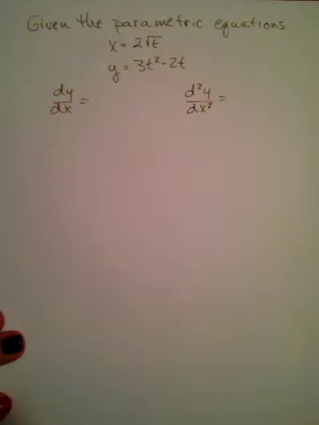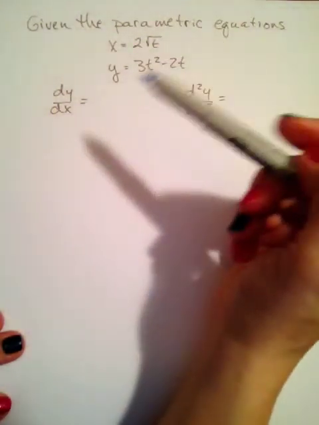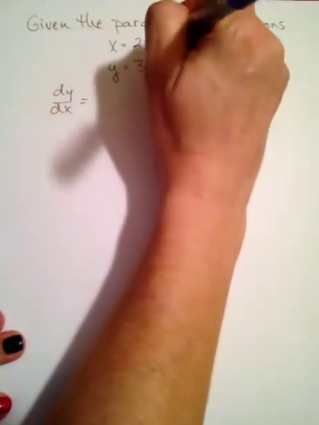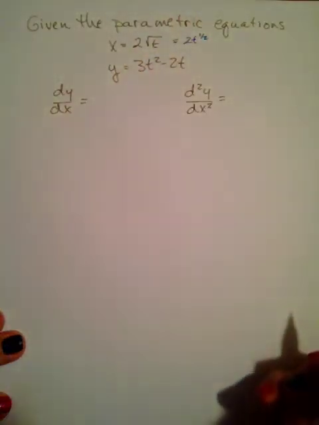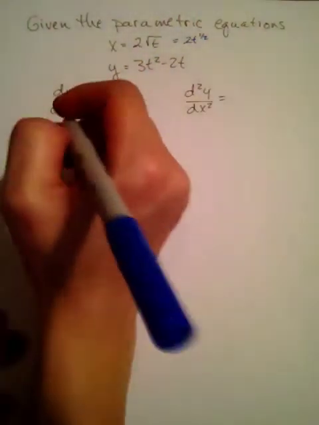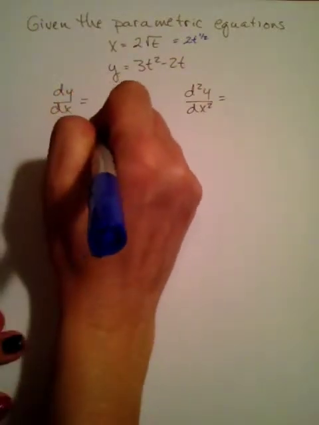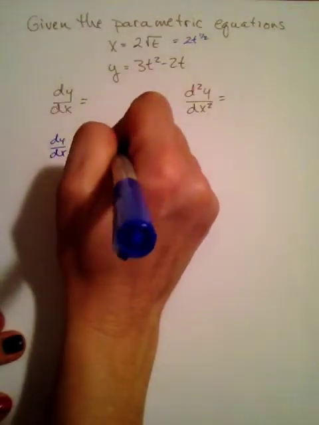Okay, so to find our dy/dx and our second derivative of y with respect to x, the first thing I would actually do is rewrite this. This is 2t to the 1/2. So I know that dy/dx, as I just said, is dy/dt over dx/dt.